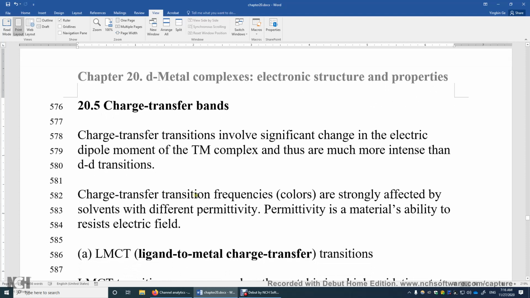Charge transfer transition frequencies, or wave numbers, or colors, are strongly affected by the solvents of the transition metal complexes with different permittivity. Permittivity is a material's ability to resist electric field. And why is that? Well, different solvents with different permittivity will have a strong impact on the change of the electric dipole moment in the transition metal complex during an electronic transition.